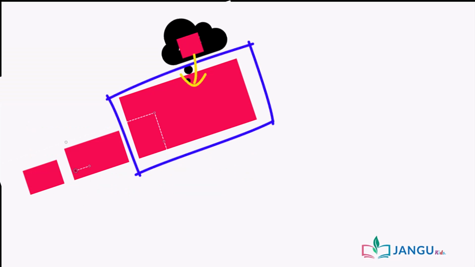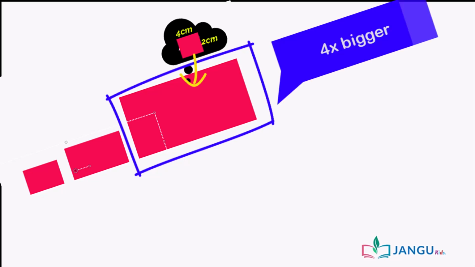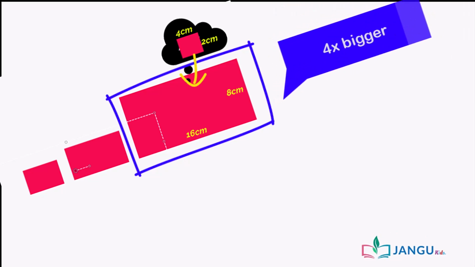First, we measure the original rectangle to see its length and breadth, which is 4 and 2 centimeters. Then we measure all the rectangles in the option to see which one is exactly 12 and 8 centimeters, which is 4 times the original size since the scale is 1:4. Therefore, we found our correct answer because this rectangle measures exactly 12 centimeters in length and 8 centimeters in breadth, which is exactly 4 times the size of the original rectangle.